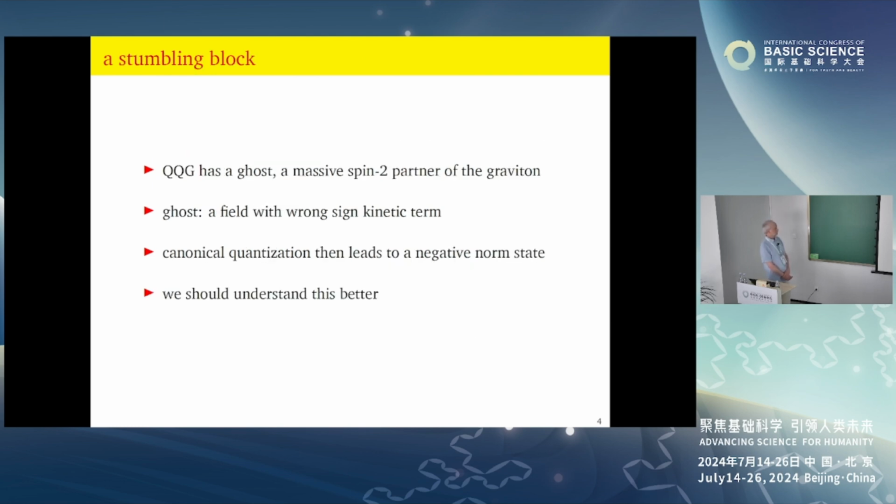But there is a stumbling block. This theory has a ghost, a massive spin-2 partner of the graviton. And by ghost, I just mean what would otherwise be a normal field, but it just has the wrong sign kinetic term. Now, if you try canonical quantization, that leads to a so-called negative norm state. And that's thought to be a problem. But I think from what I've just said, there's a lot of motivation to really understand this problem more. So that's what I'll be doing in this talk.